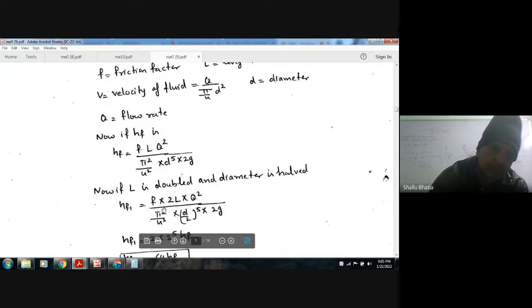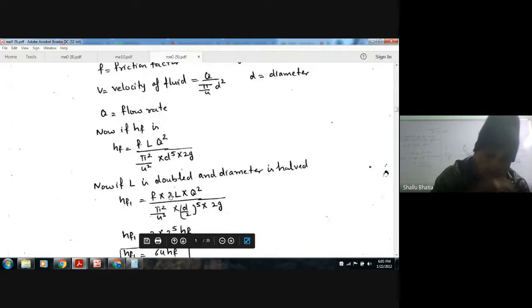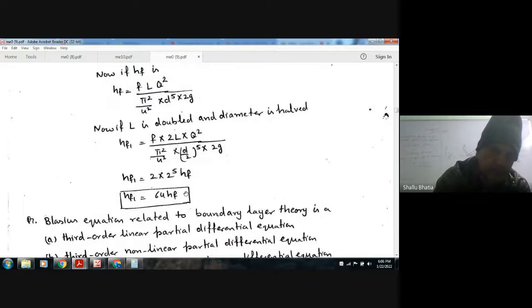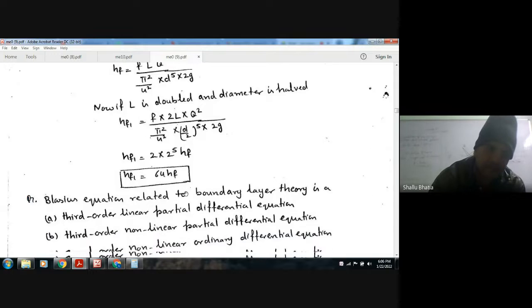Initially, the length is L and the diameter is D. Now the length has been doubled and the diameter has been halved. So the head loss is hf1. So hf1 by hf gives hf1 is equal to 64 hf. So the answer is 64. Next.